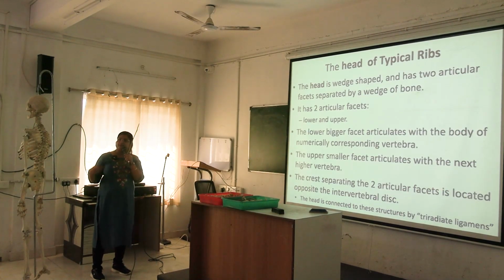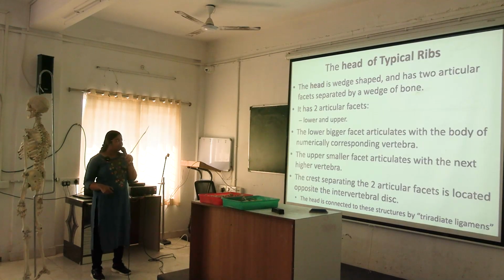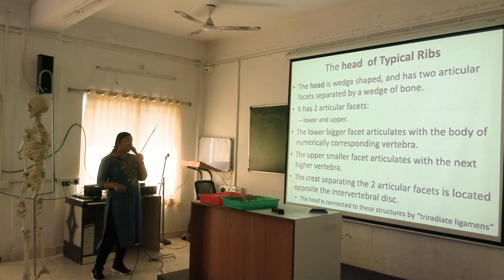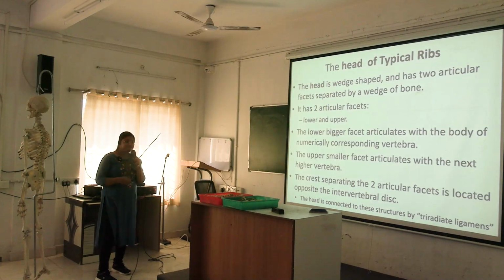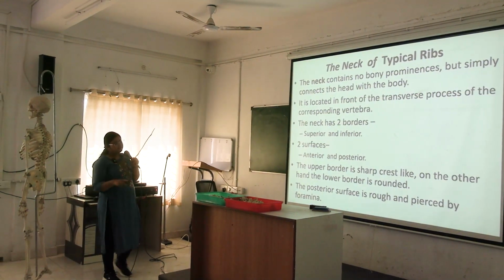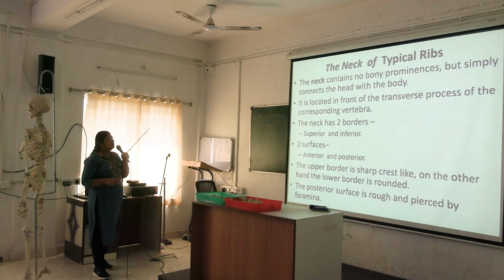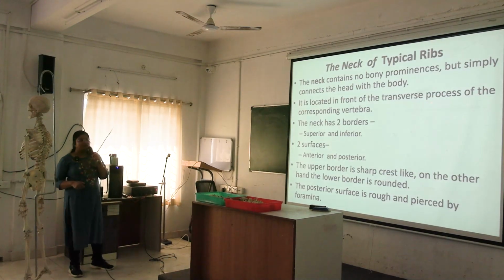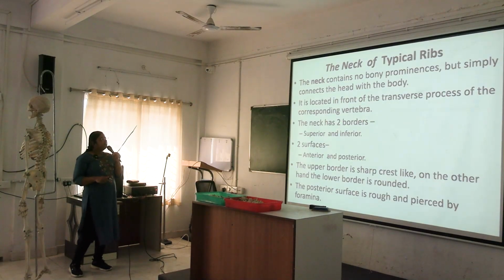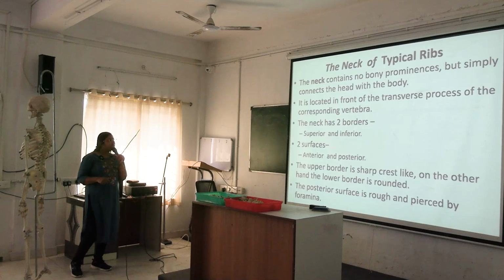In between the vertebral bodies there are intervertebral discs. So the head is connected to these structures by triradiate ligaments. Okay, neck of a typical rib. We have discussed the head. Next is the neck. The neck contains no bony prominences but simply connects the head with the body. It is located in front of the transverse process of the corresponding vertebra.